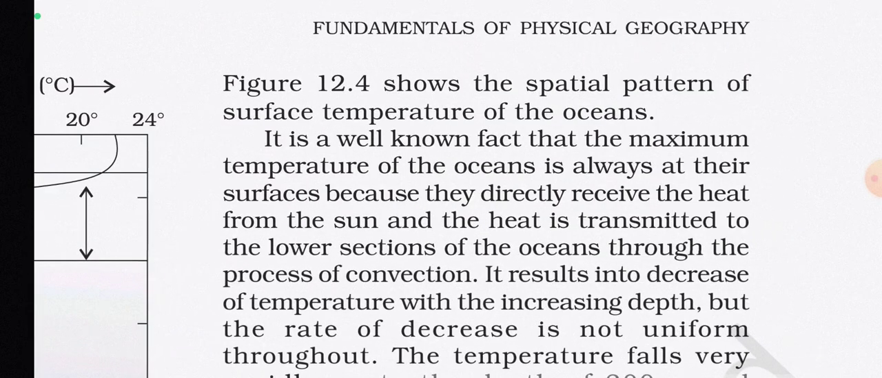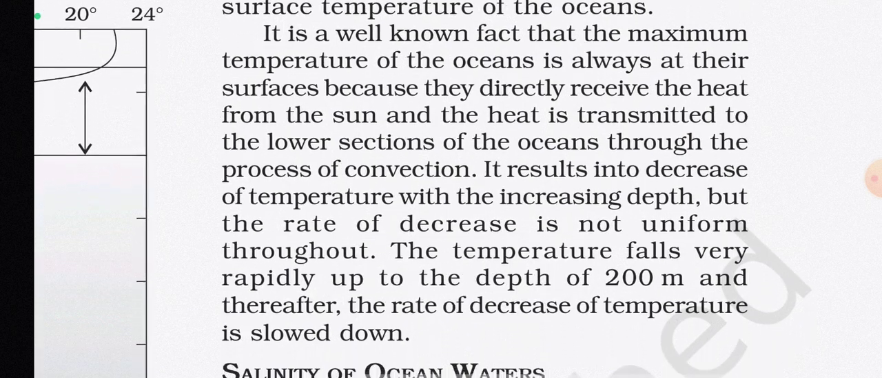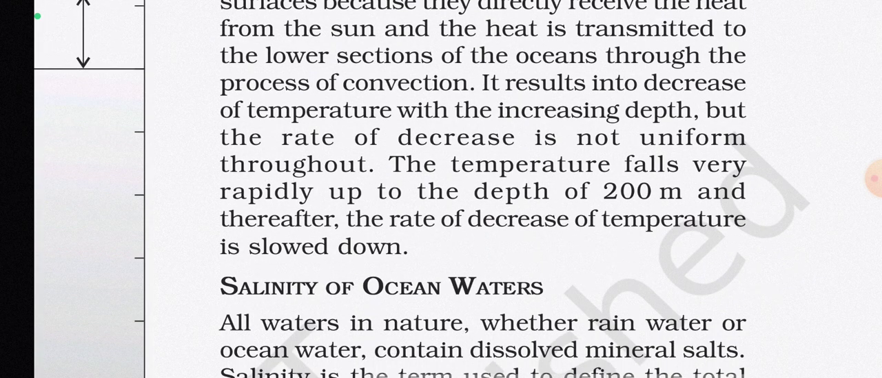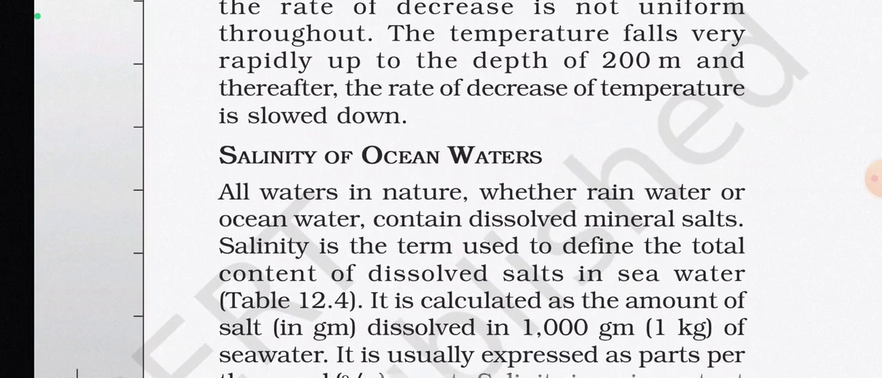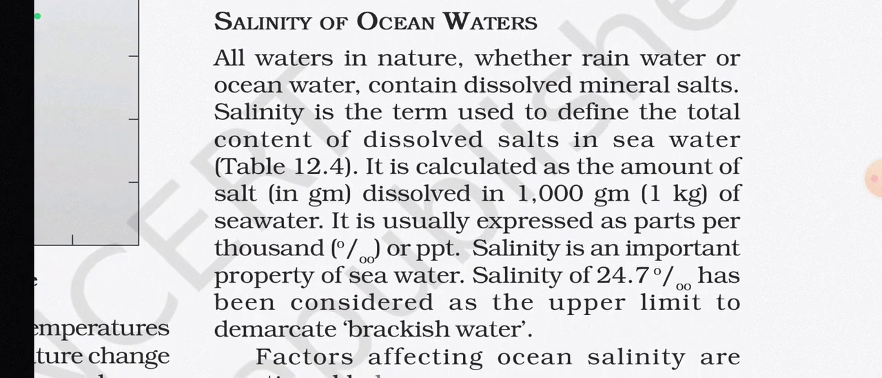Figure 12.4 shows the spatial pattern of surface temperature of the oceans. It is a well-known fact that the maximum temperature of the oceans is always at their surfaces because they directly receive the heat from the sun, and the heat is transmitted to the lower sections of the oceans through the process of convection. It results in a decrease of temperature with increasing depth, but the rate of decrease is not uniform throughout. The temperature falls very rapidly up to the depth of 200 meter, and thereafter the rate of decrease of temperature is slowed down. Salinity of ocean waters.